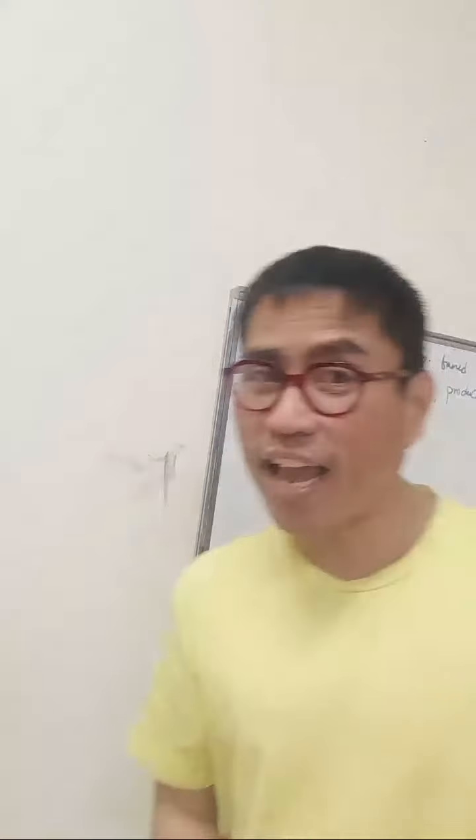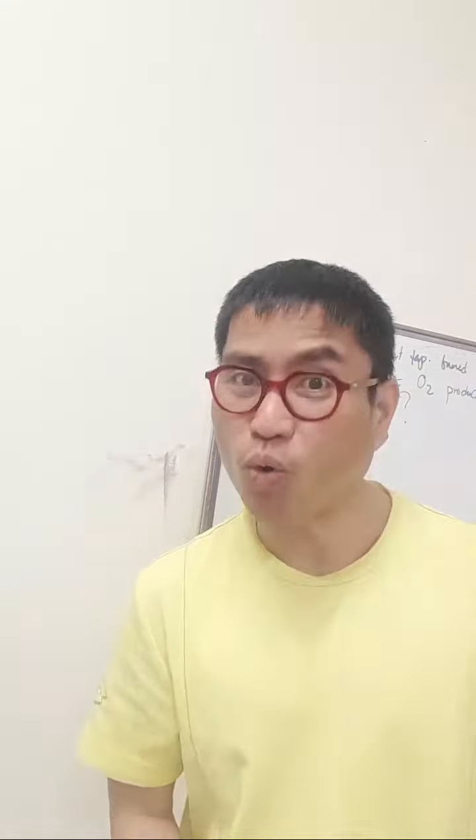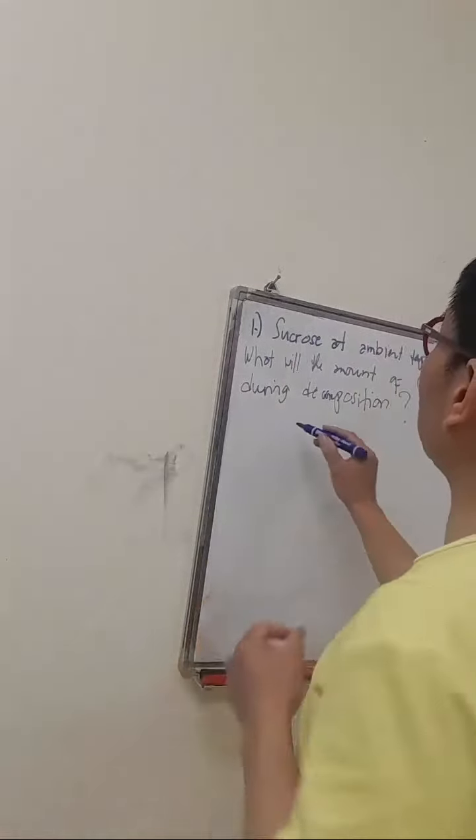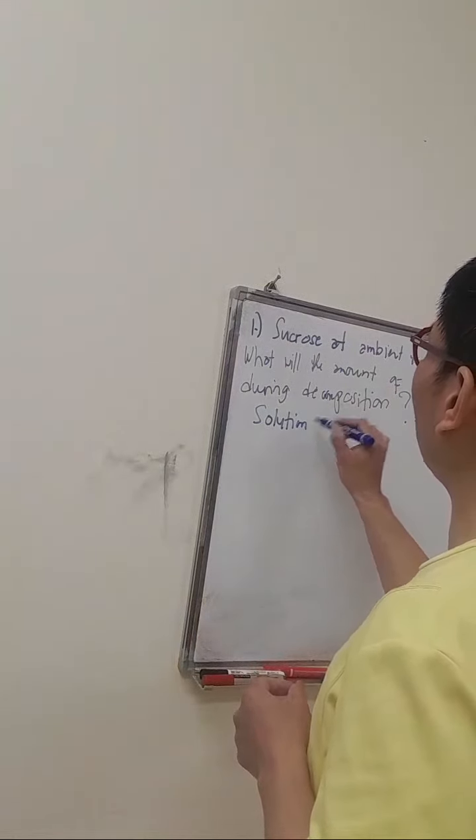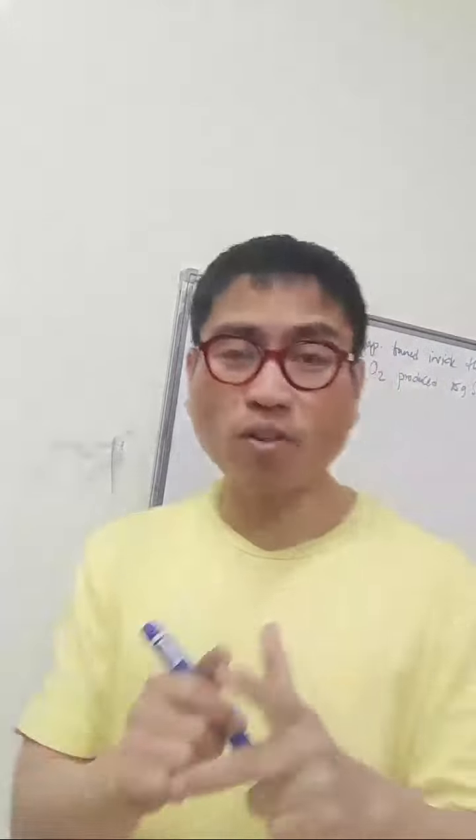The first thing to do is I have to recognize what's the chemical formula of sucrose, the refined sugar. So sucrose is carbon 12. This is my solution now. Solution proper. No need to draw because the process is very easy.